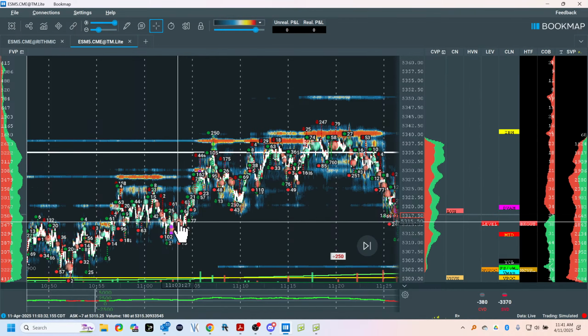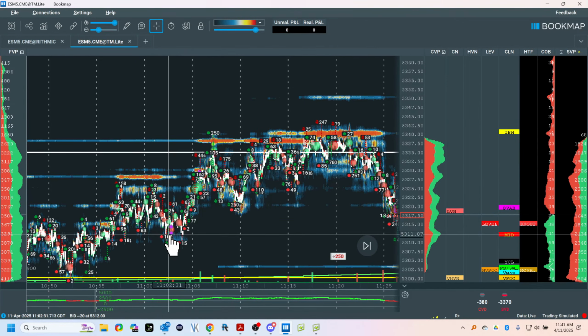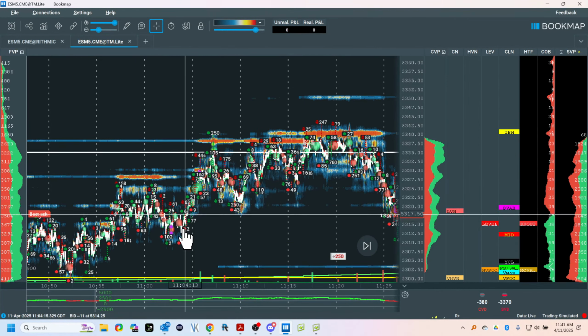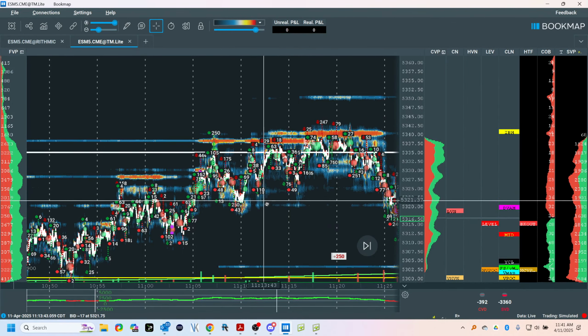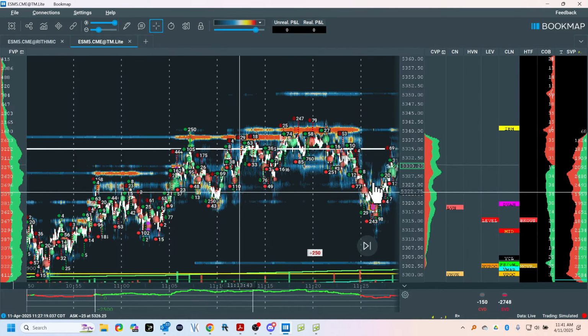I have to look at these nodes out here. And this is a very sloppy trade. This is difficult to trade. I can tell you I might not bother with it just because there's not a good structure.